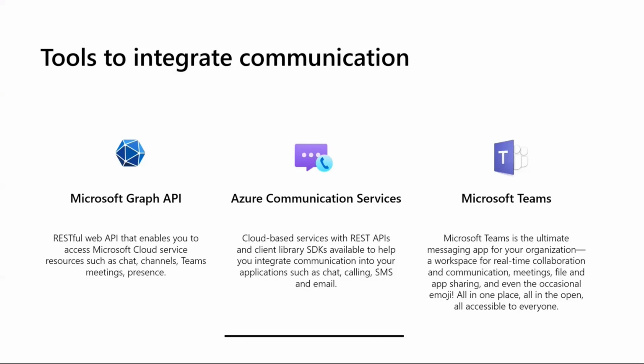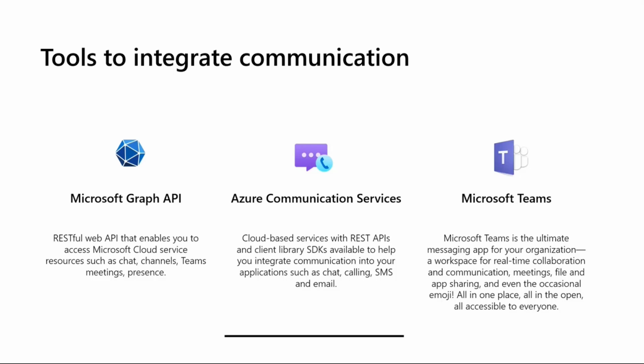Then we have Microsoft Graph, which is part of the Microsoft 365 ecosystem, and a set of APIs and webhooks for how you can access the contextual data in Microsoft Teams. So for example, if you want to get meetings, channels, chats, or presence, that's why we use Microsoft Graph.